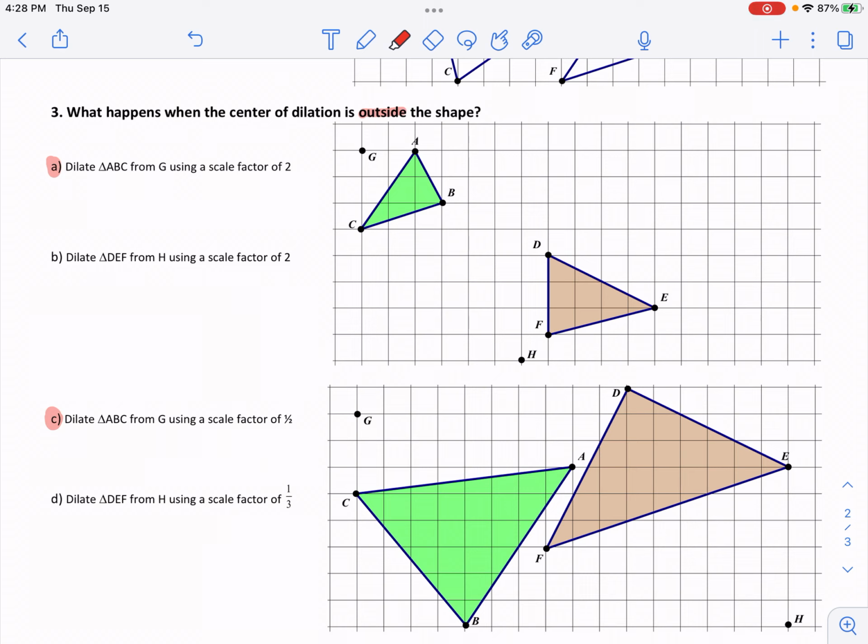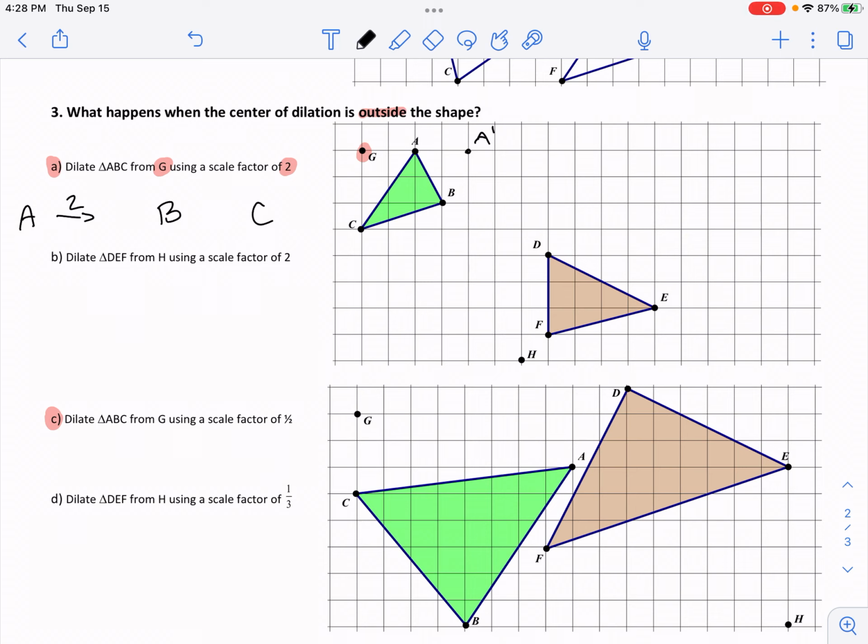For 3A, dilate triangle ABC using G and a scale factor of 2, we're going to double. All right, A, B, and C. So from G to A, it looks like it's just 2 to the right. So let me multiply that by 2. Instead of 2 to the right, it's 4 to the right. So 1, 2, 3, 4 right here. This is A prime.